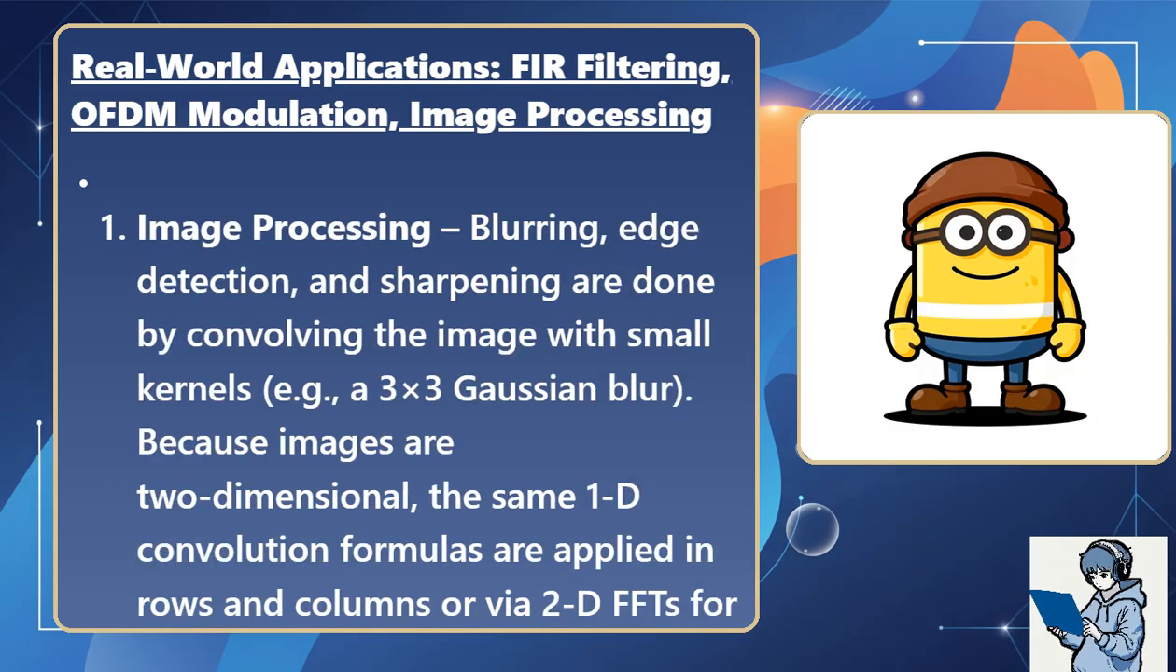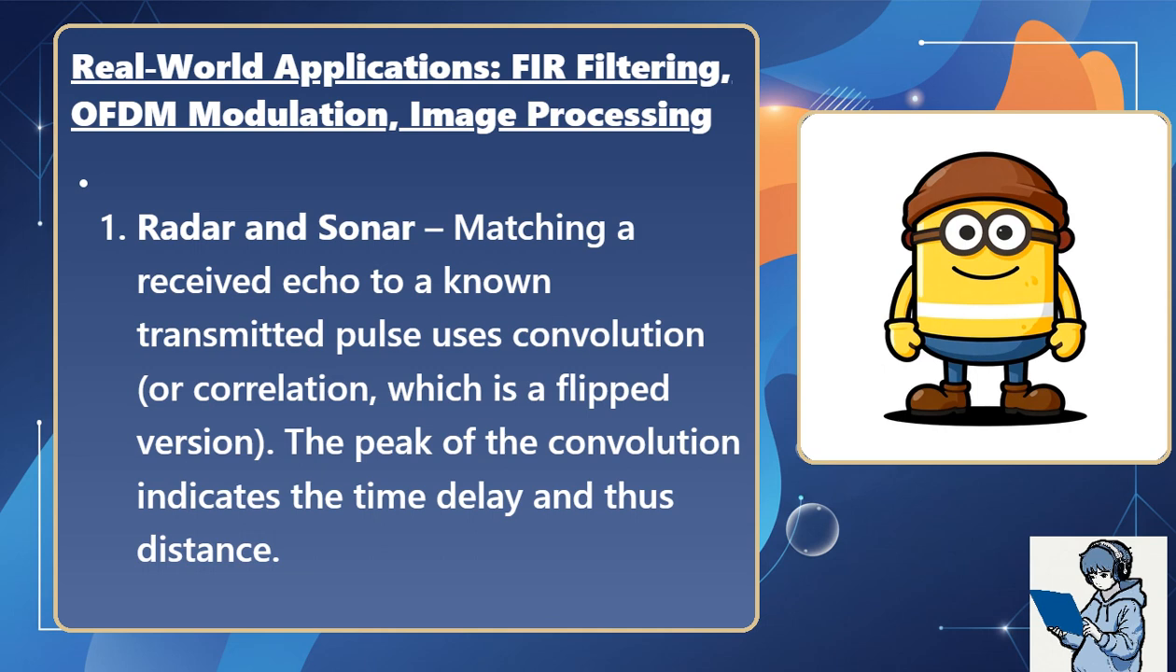Number 3. Image processing. Blurring, edge detection, and sharpening are done by convolving the image with small kernels, for example a 3x3 Gaussian blur. Because images are two-dimensional, the same 1D convolution formulas are applied in rows and columns, or via 2D FFTs for large filters. Number 4. Radar and sonar. Matching a received echo to a known transmitted pulse uses convolution or correlation, which is a flipped version. The peak of the convolution indicates the time delay and thus distance.